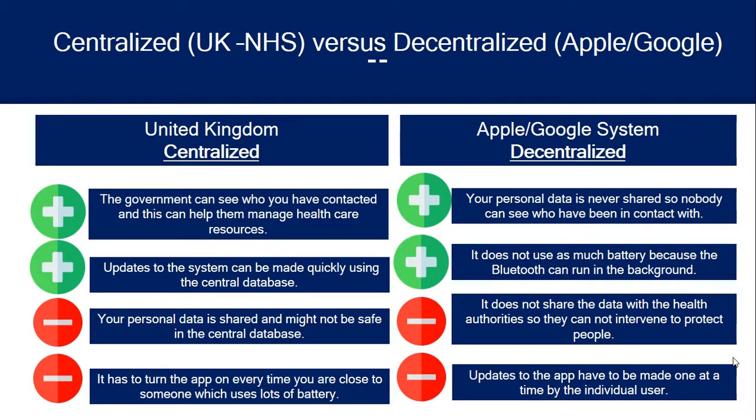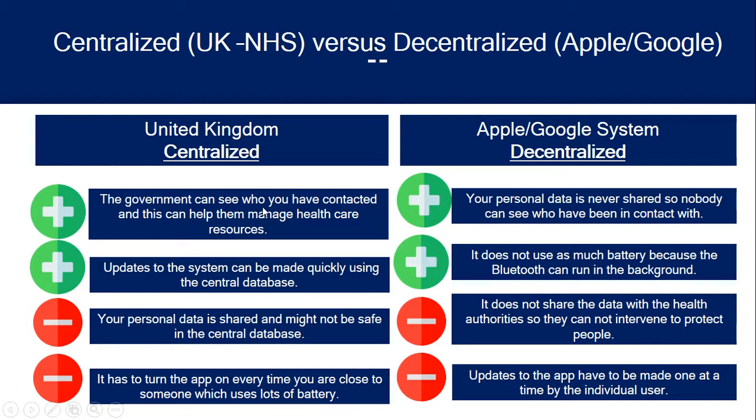Pluses and minuses, benefits and drawbacks for both systems. You've got the UK centralized system on this side and the Apple Google decentralized on the other side. We've discussed a lot of these already, but let's quickly go through them, okay?